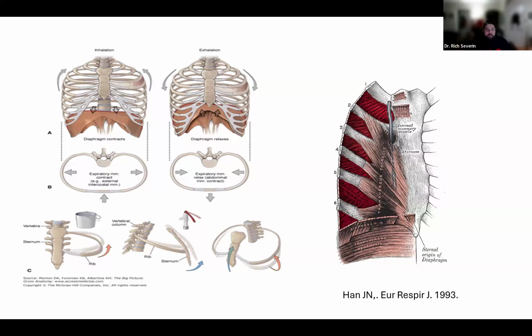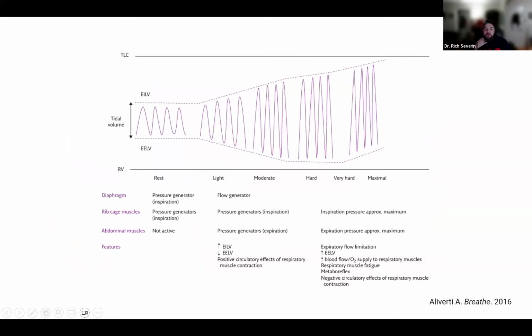Now, this is, I think, a really important slide here. If you look at, again, resting conditions, which is often the only way that we typically view these muscles.